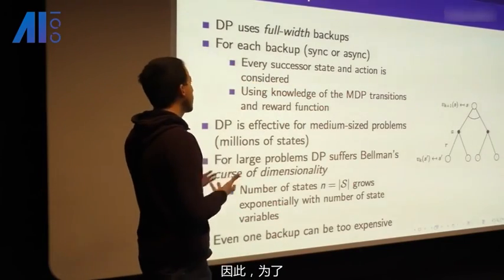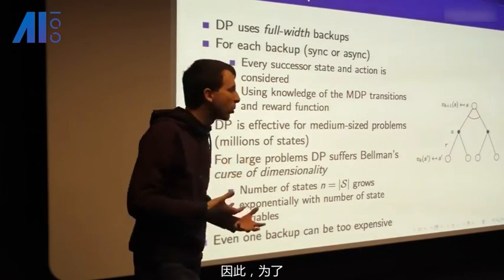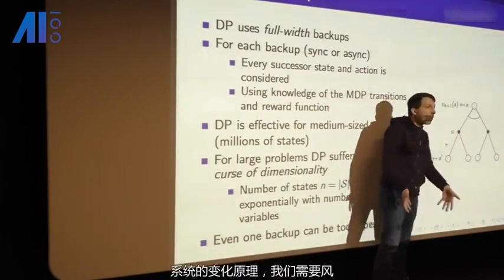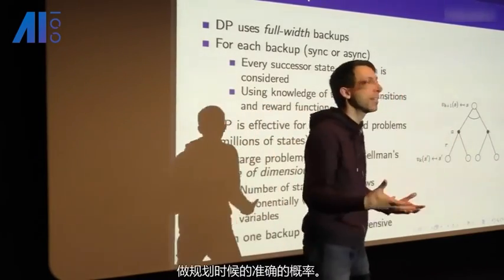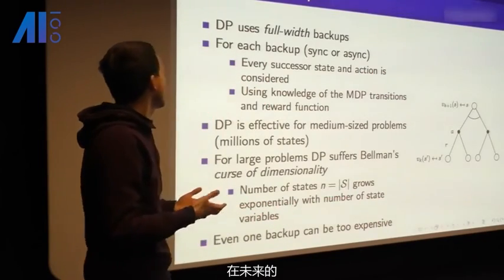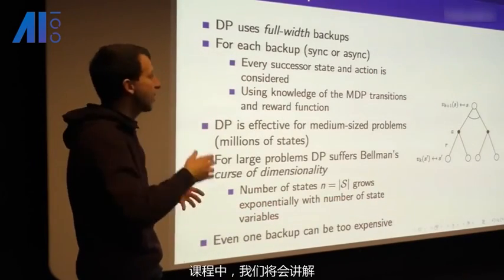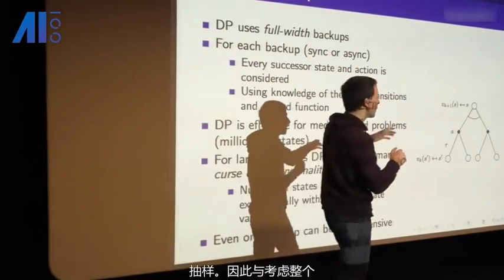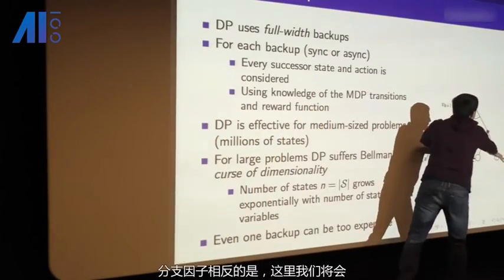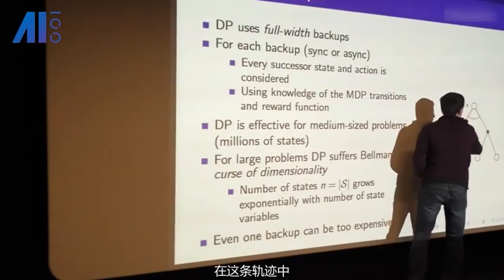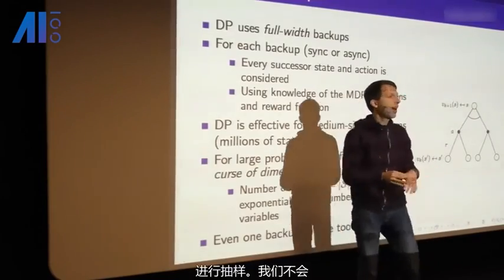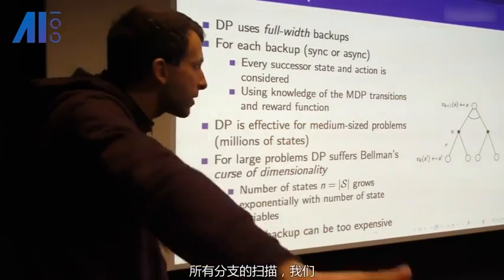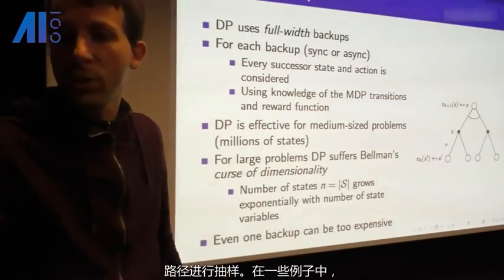And there's a second drawback, which is, in order to do this look-ahead, we need to know the dynamics of the system. We need to know where the wind will blow us. We need to know exactly those probabilities. We're doing planning. What we're going to look at in future lectures is how to solve this problem, and the way that we solve this is by sampling. Instead of considering the entire branching factor, we're just going to sample particular trajectories, sampling our expectations instead of doing a full width search. We're going to just sample a single trajectory.